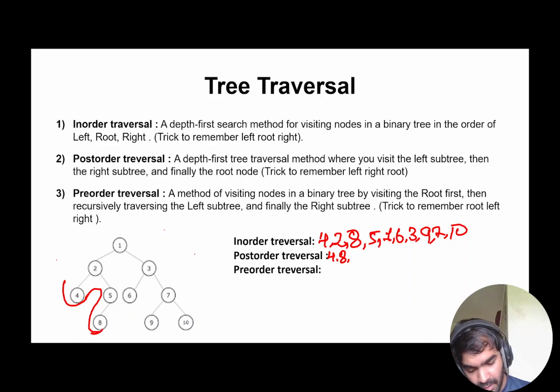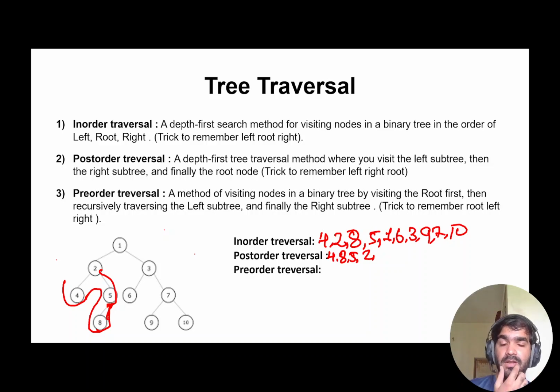And then as we don't have a right child, we directly go to the root of 8, which is 5. After 5, we have no other subtrees, so we go to the root of the tree we started from, which is 2, and print it out. And then go to the right subtree. We are not going to print the root this time. We will first go to the right subtree and go to the left subtree of that. The left subtree of that is 6, so let's print out 6.